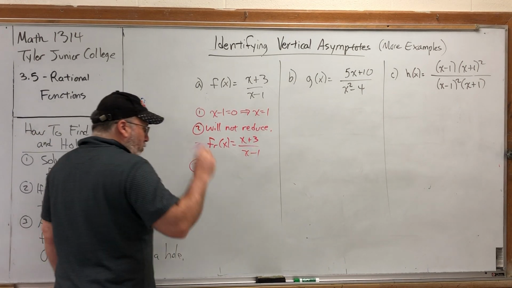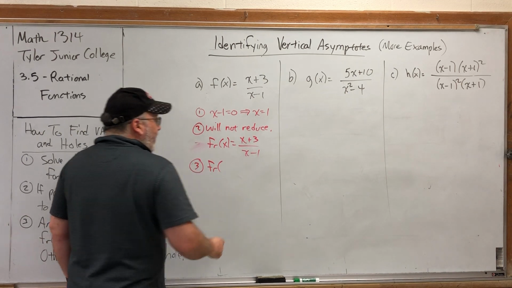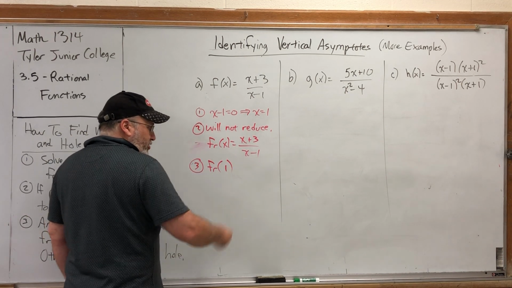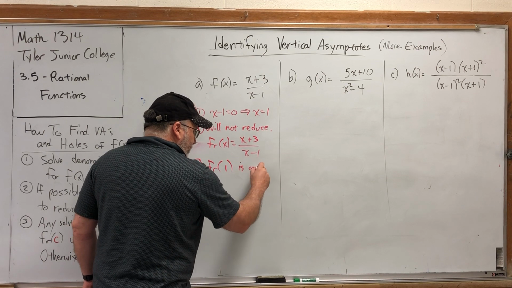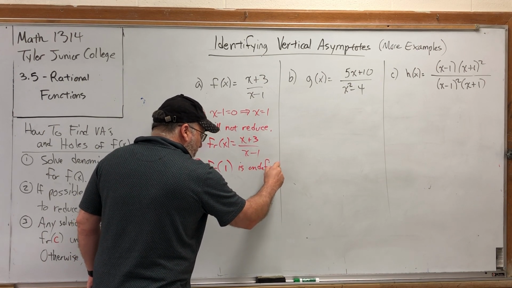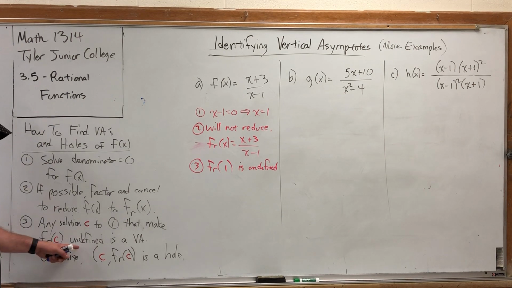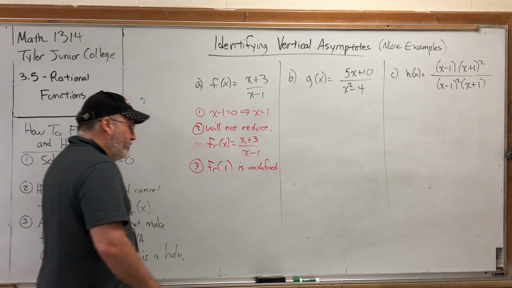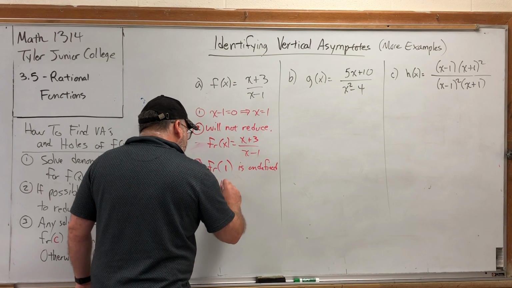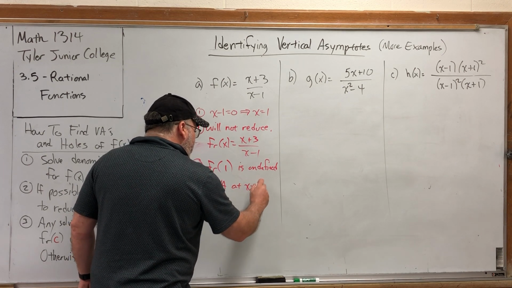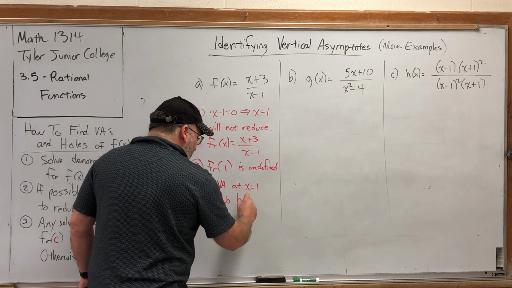So we check the quote-unquote reduced function at the solution to 1, but it didn't change, so this is undefined. What does that mean? Undefined in the reduced function means that you are a vertical asymptote. So there's a vertical asymptote at x equals 1, and there are no holes.